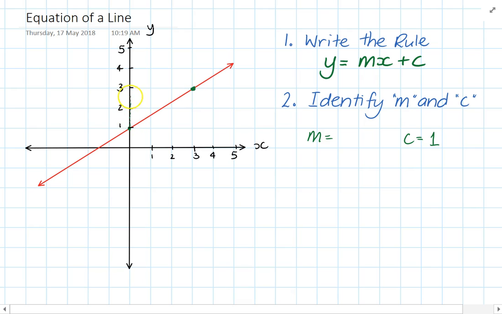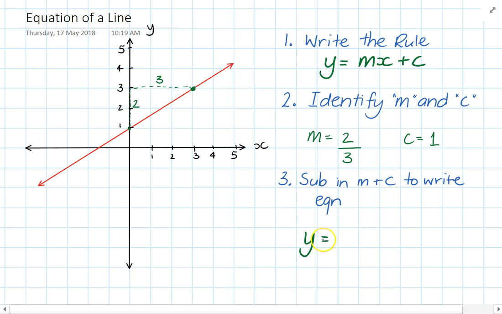I'm going to look at my rise. So I rise up 2. And my run, I run across 3. So I've risen up 2, I've run across 3. So my gradient becomes 2 over 3. Step 3 is sub in m and c to write the equation. So now I end up with y equals 2 over 3x plus 1.